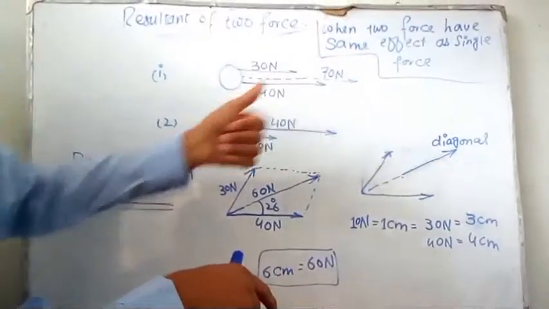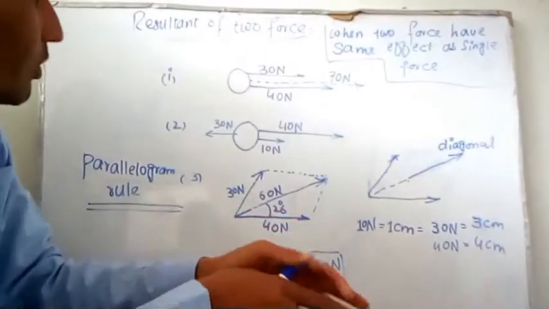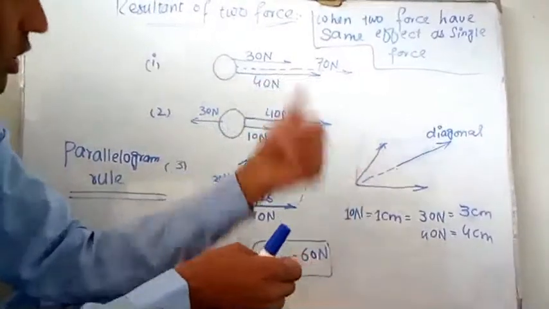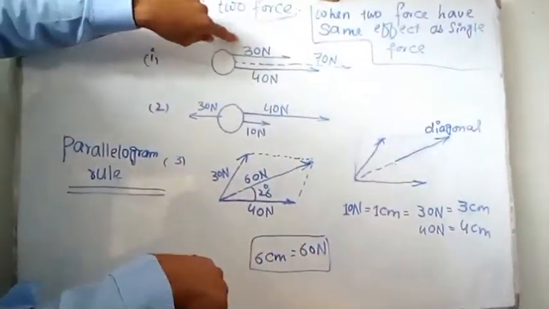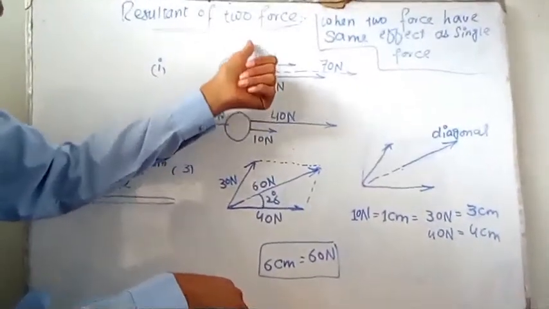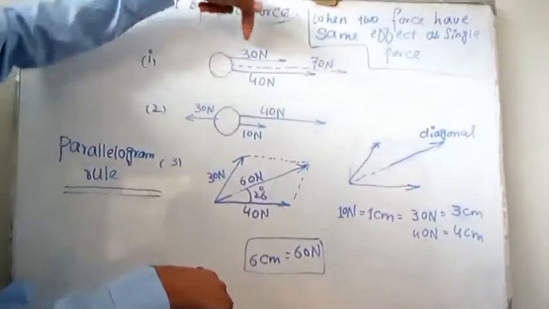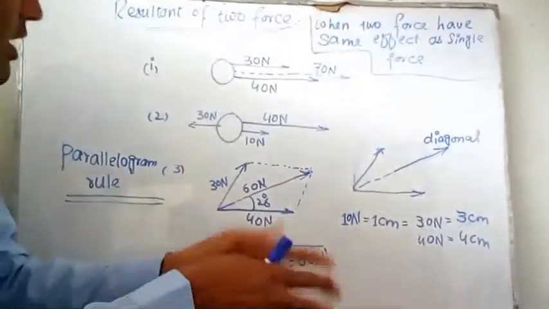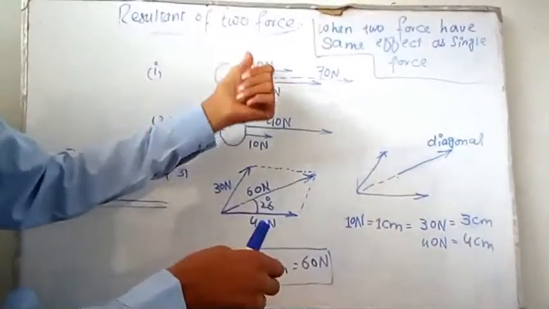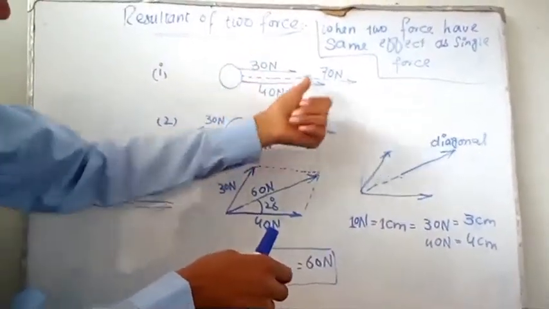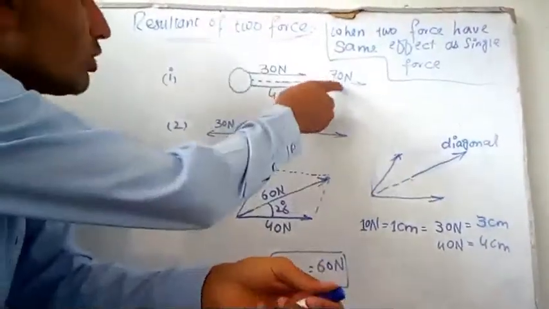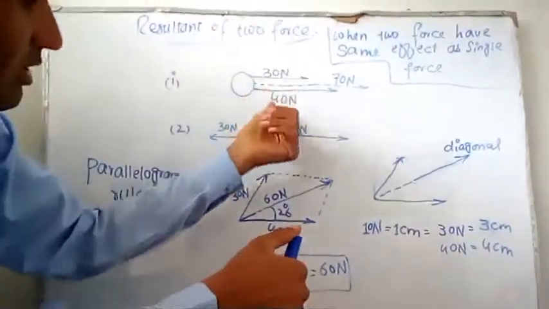For example, if 30 Newton of force acts in a direction and 40 Newton is also acting in the same direction, how can we find the resultant of these both forces? We will add these both forces with one another. Now the resultant of these both forces will be 70 Newton. Why? Because these forces act in the same direction. When the forces act in the same direction, the resultant of the forces will be increased to 70 Newton.